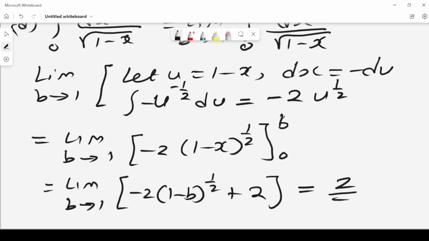So that is how you handle improper integrals, particularly when there are also discontinuities as given.